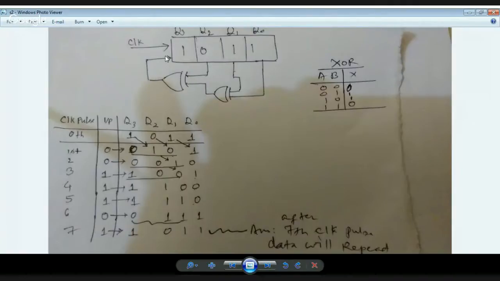So in the first clock pulse the input will be 0, and this 0 will shift this 1 to here, and this 0 to here, and this 1 to here, and the last digit, this 1, will go outside the shift register. Now what is stored after the first clock pulse? 0 1 0 0 is stored inside this box.